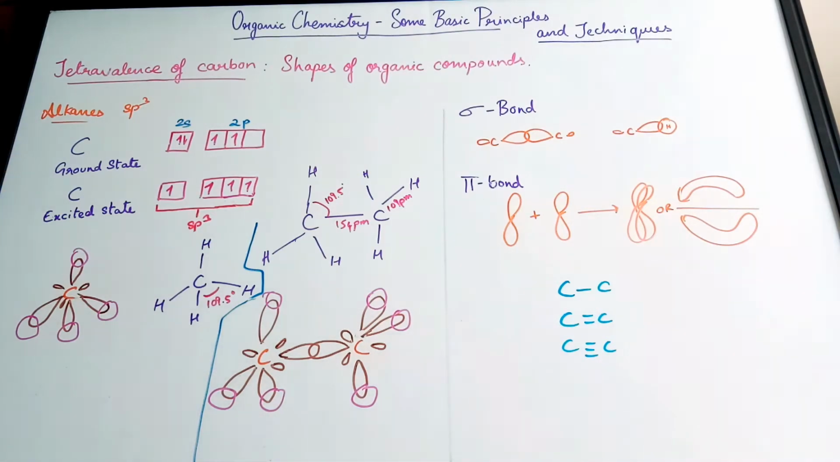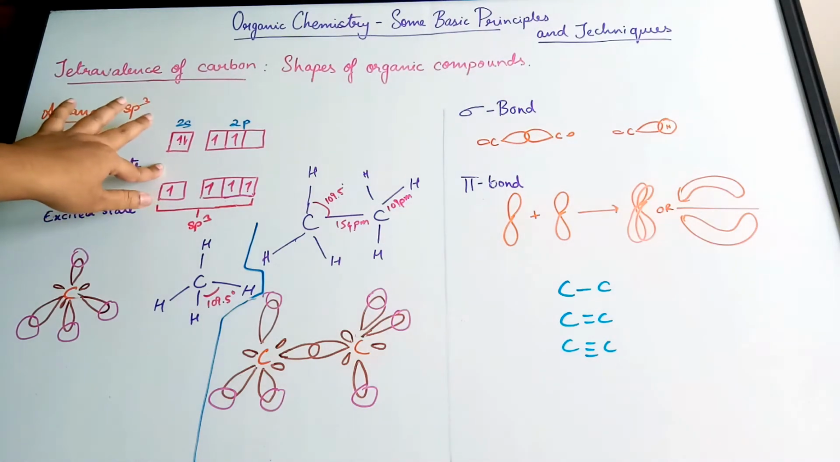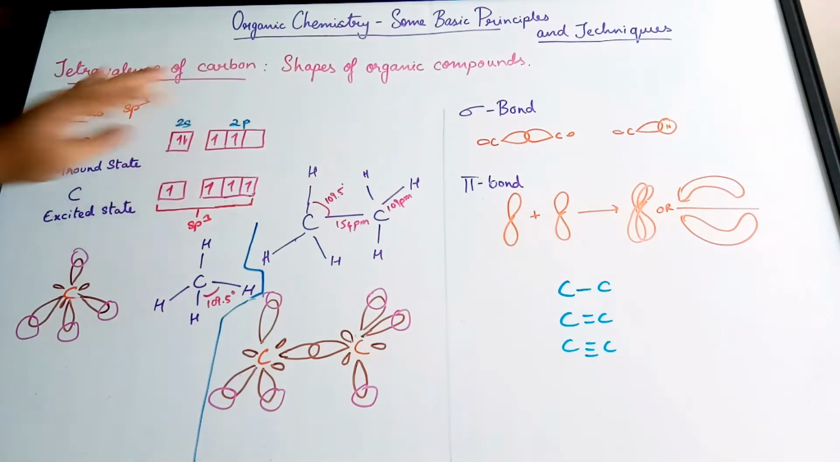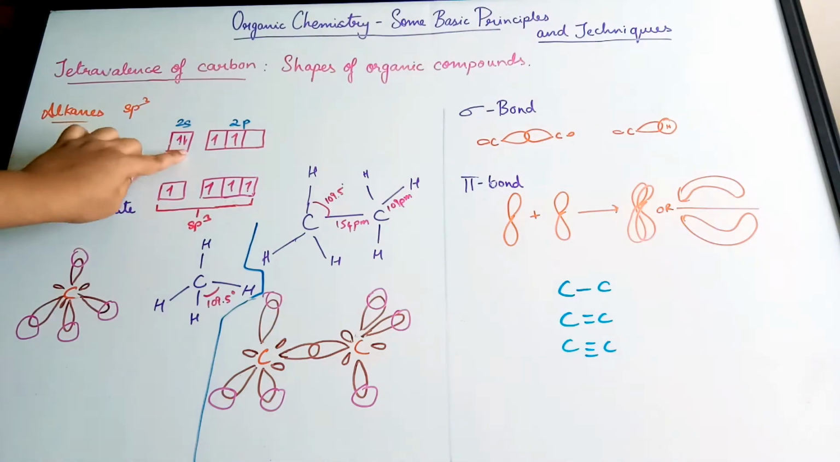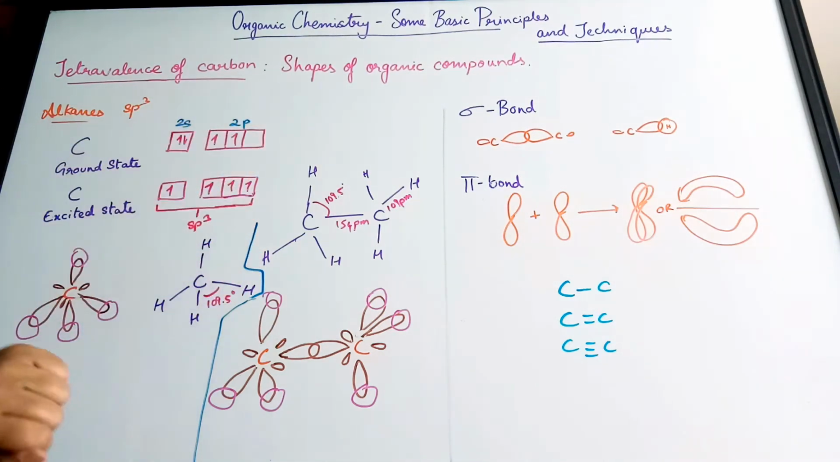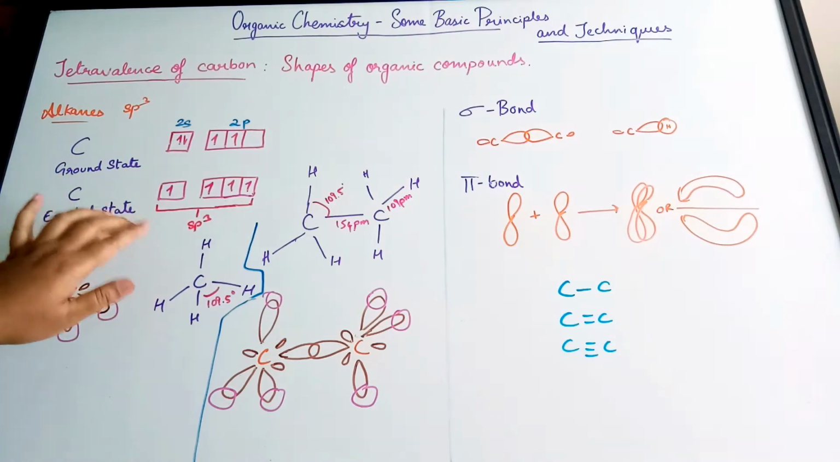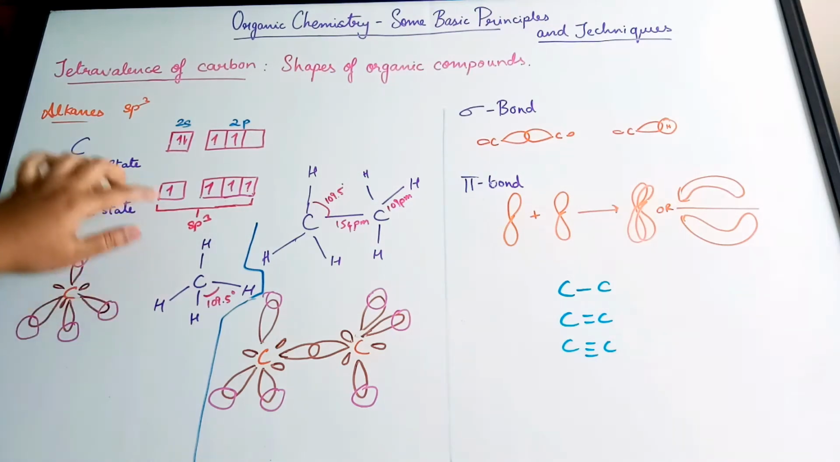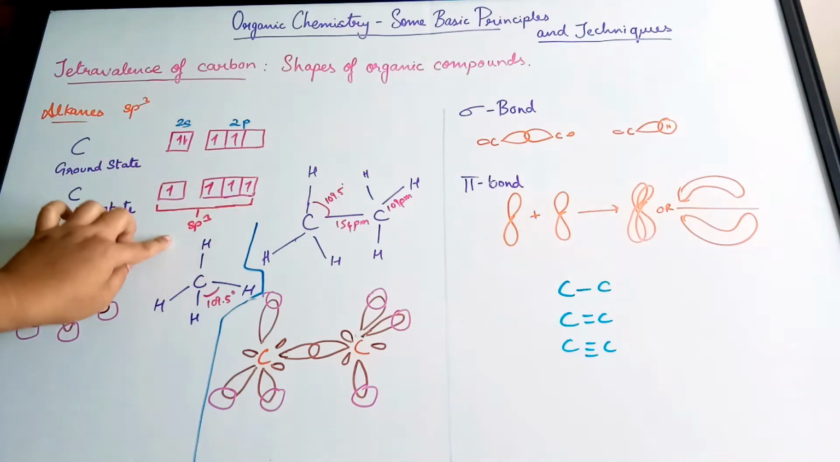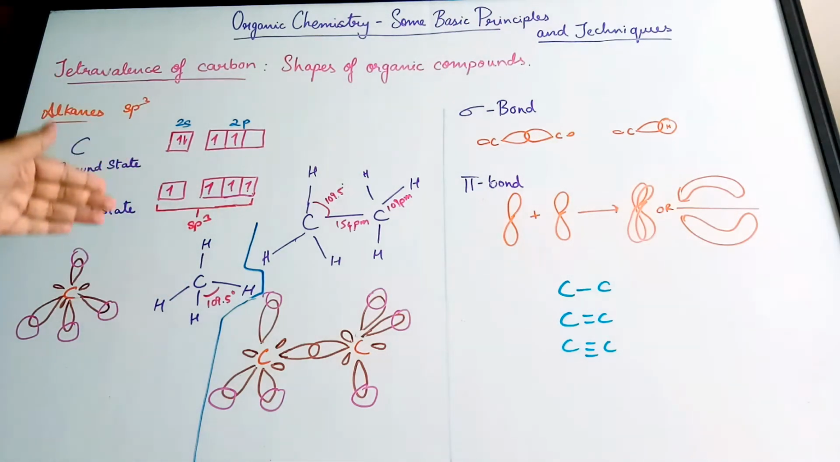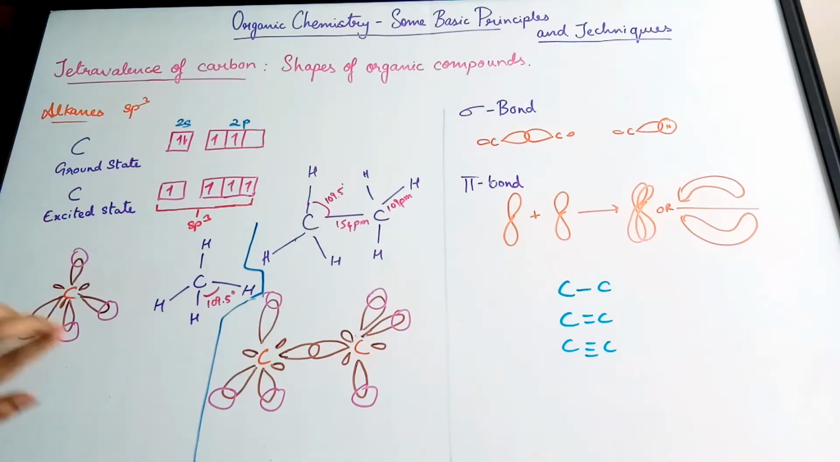So in alkanes, first of all, in the ground state, carbon has 2 electrons in the s orbital and 2 electrons in the p orbital. In the excited state, this electron gets excited and occupies this p orbital, and this leads to the formation of the sp3 hybridized orbitals. So there are 4 sp3 hybridized orbitals over here, and each of these will undergo bonding. All of these will form sigma bonds only. They will not form pi bonds. Pi bonds will require an unhybridized p orbital, which we will see in case of alkenes and alkynes.